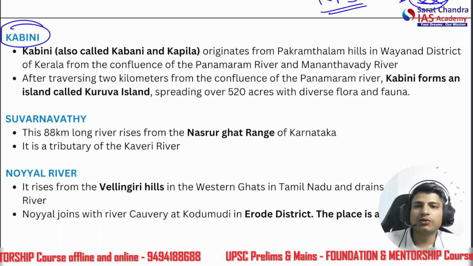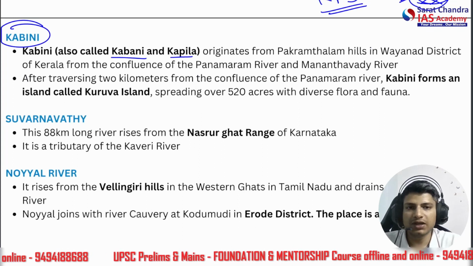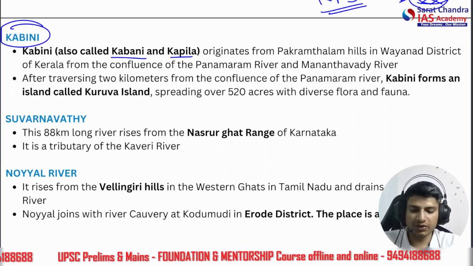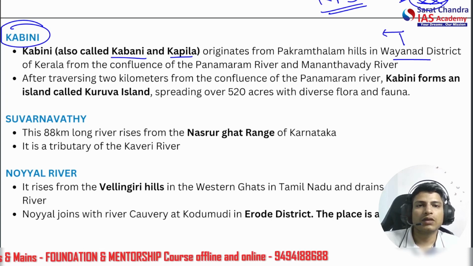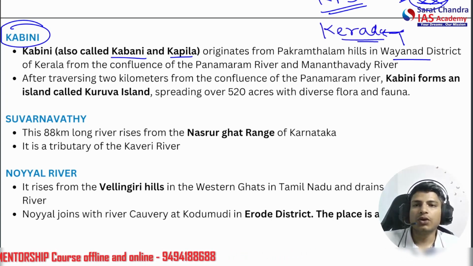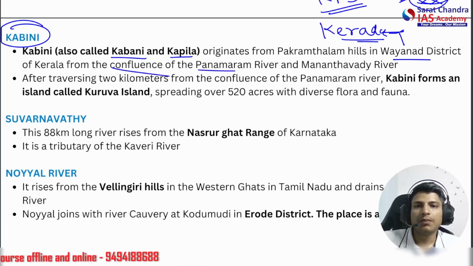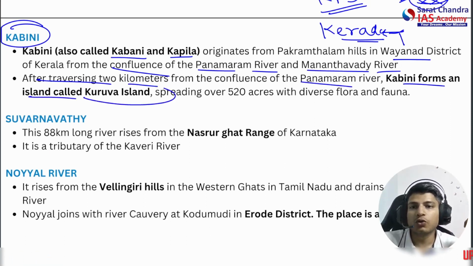Now next one is the Kabini. So Kabini, also known as the Kapila, originates from the Pakramthalam rivers in the Wayanad district. So it is naturally coming from where? Wayanad in Kerala. Wayanad is in Kerala. Okay, from the confluence of the Panamaram river and the Mananthavady river. After traversing 2 kilometers from the confluence, Kabini forms an island called the Kuruva Island.